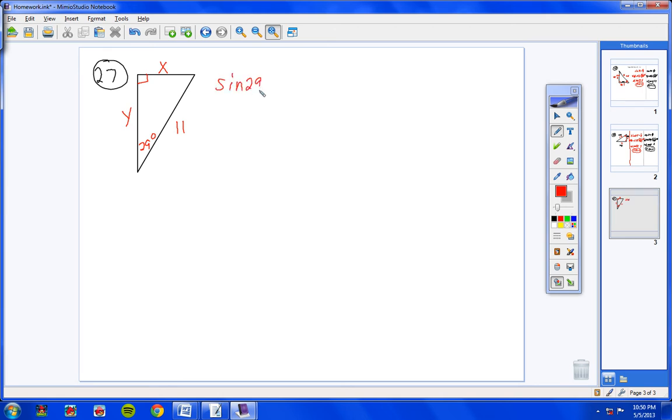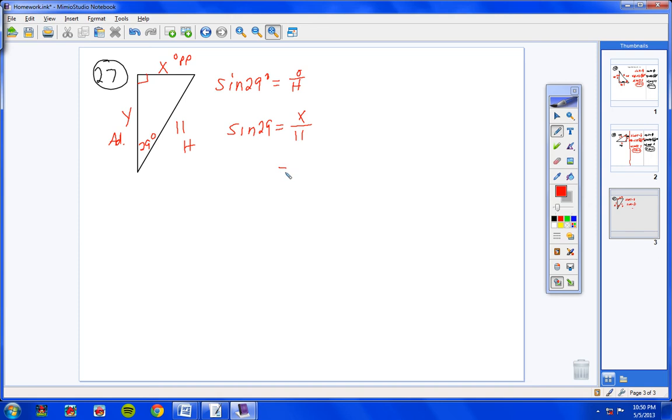Sine of 29 degrees equals, okay, here's 29, go straight across. This is my opposite side. Here's my right angle. This is my hypotenuse, and this is my adjacent side right here. Sine is opposite over hypotenuse, so sine of 29 equals opposite, which is x, over hypotenuse, which is 11.